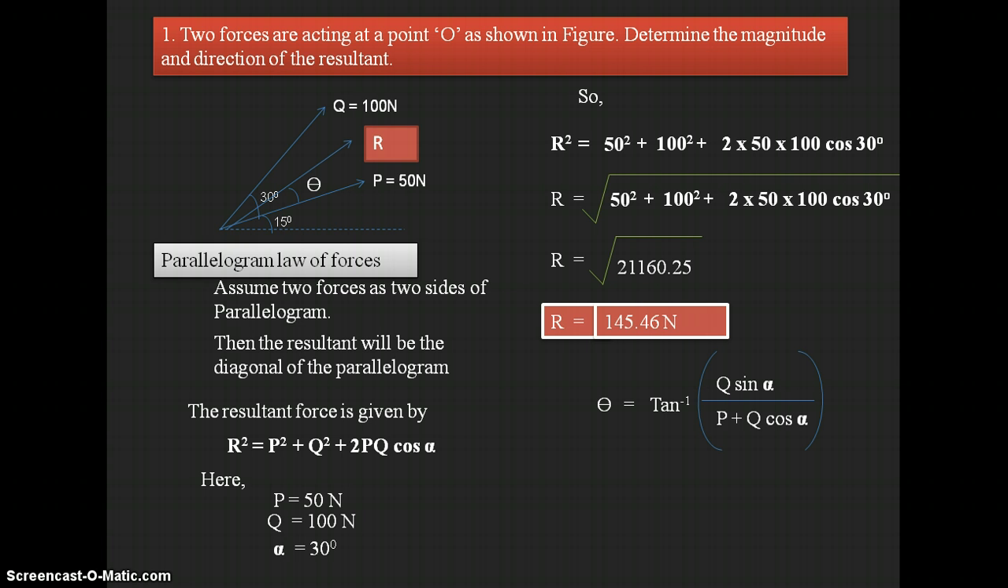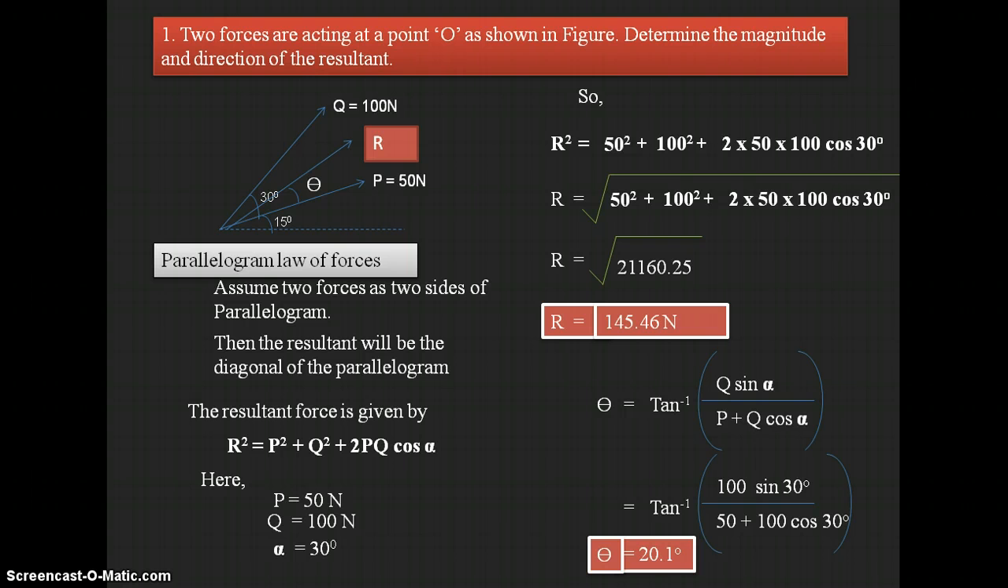For this one also there is a derivation part. By taking tan theta we can derive the formula. I didn't explain that, but please remember this formula: theta is equal to tan inverse of Q sine alpha by P plus Q cos alpha. Again substitute the values in this formula: theta is equal to tan inverse of 100 sine 30 degrees by 50 plus 100 cos 30 degrees. By simplifying this equation, we get the theta value as 20.1 degrees. That means theta is the angle made by the resultant force with the adjacent side or adjacent force, that is the P force.